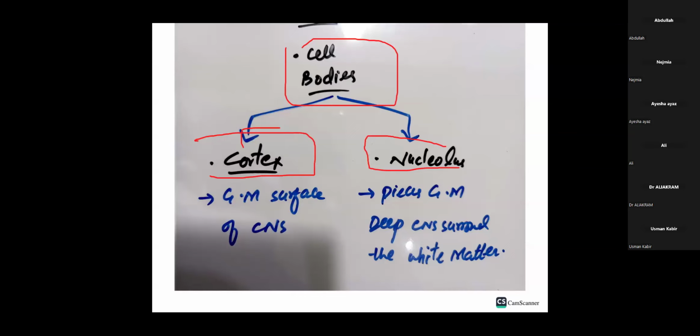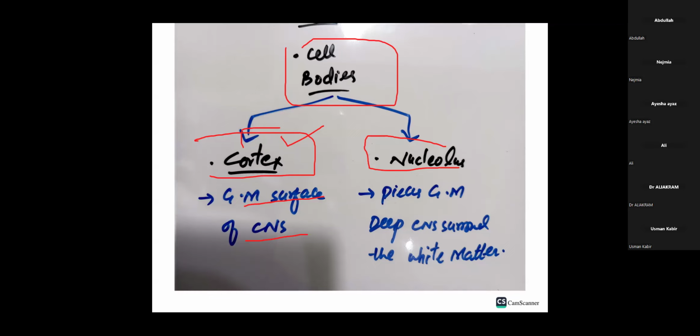The cell bodies of neurons in the central nervous system which are present on the surface of the central nervous system, right? It is present on the cerebellum surface, it is present on the cerebral surface. The cell bodies of neurons which are present on the surface of the central nervous system are called cortex, right? The other neuron cell bodies which are present deep in the central nervous system and surrounding the white matter are called nuclei, right? So we have two types of cell bodies, two types of gray matter. One we call cortex, the other one we call nucleus.